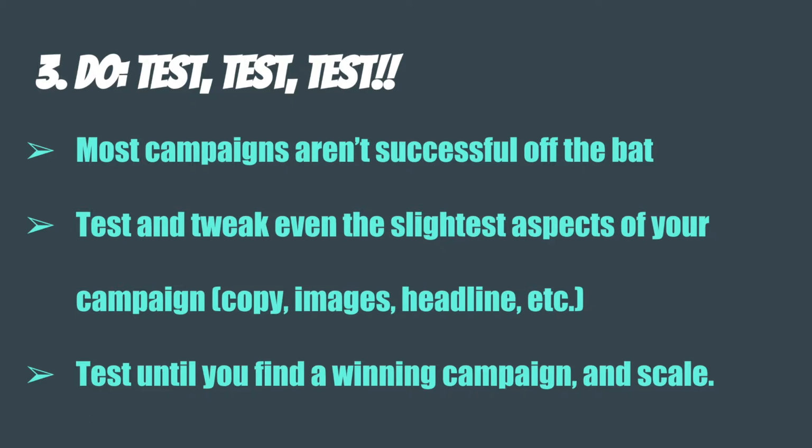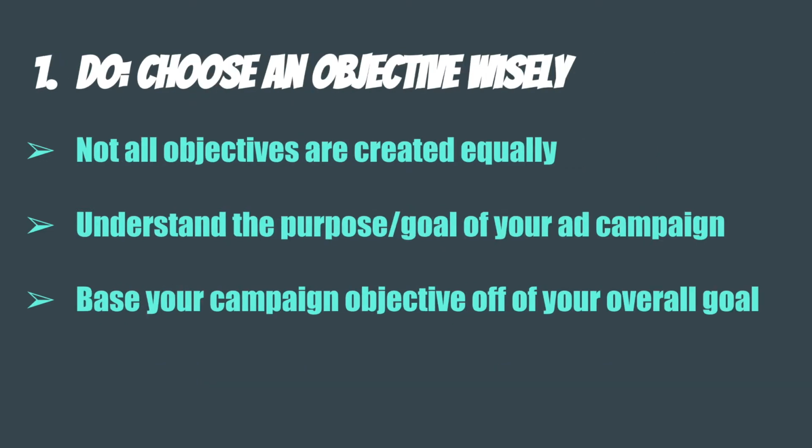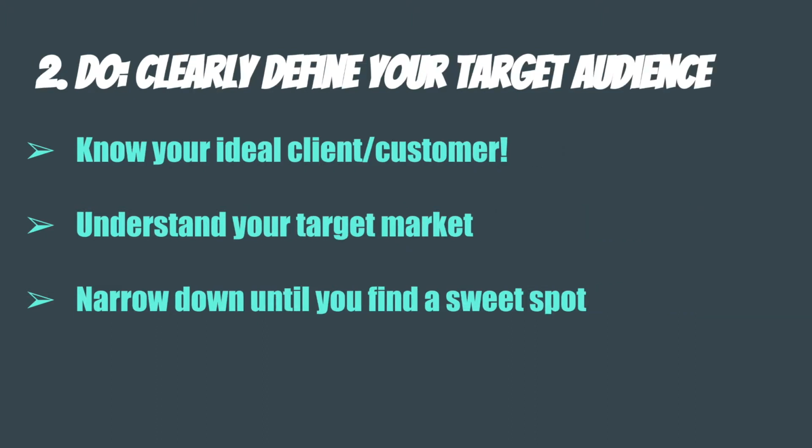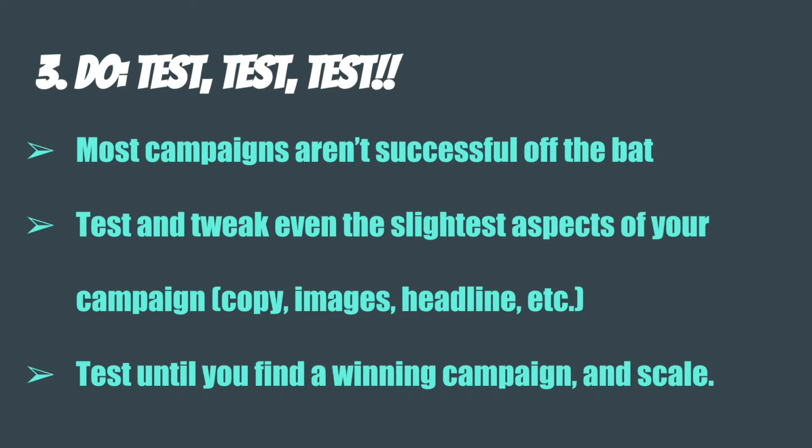So those are the 3 do's. Let's just recap them. First, you have to choose your objective wisely. Know what the point is of your campaigns or your ads. Like, why are you running them? Second, clearly define your target audience. Know who you're going after. Who's your ideal client or your ideal customer? Know who you want to get in front of. And 3, test. Once again, just test everything. That's all I can say, guys. Just always be testing everything.